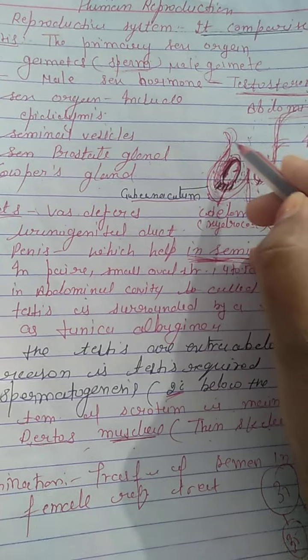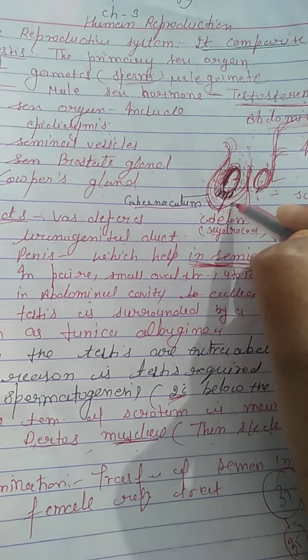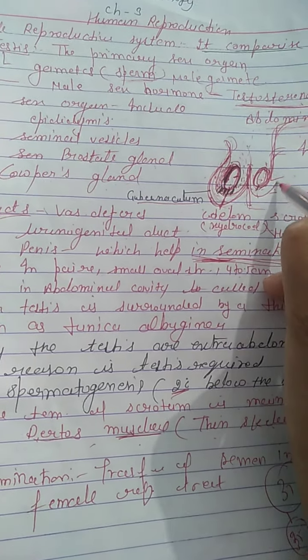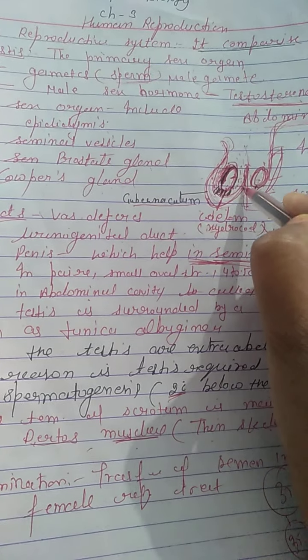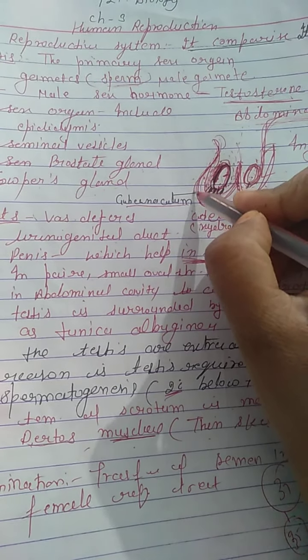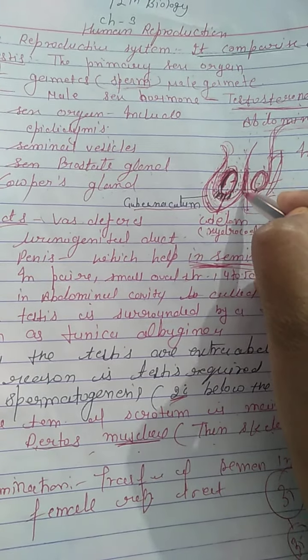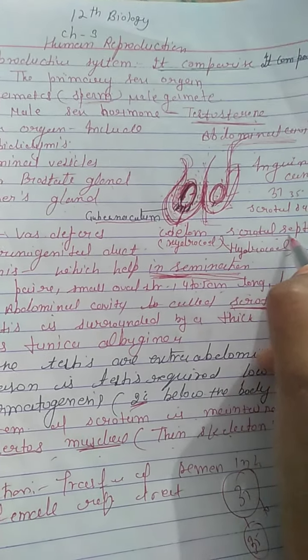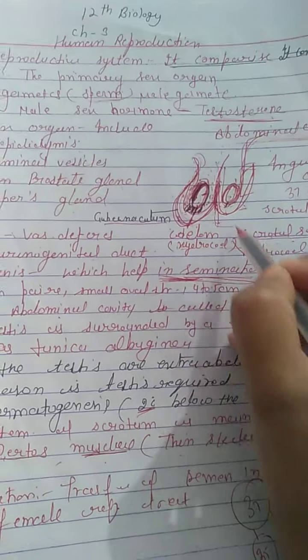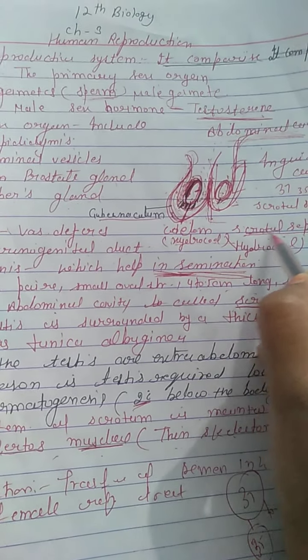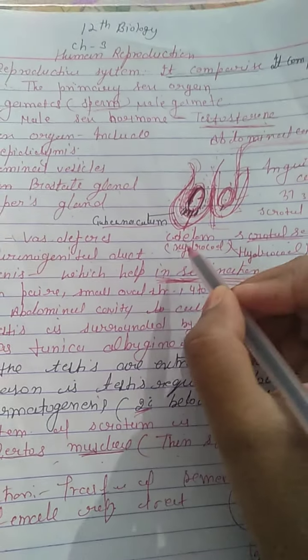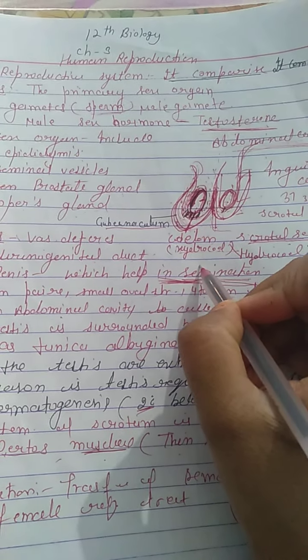Testes are covered by dark pigmented skin that is known as the scrotum. It is a dark pigmented pouch of skin, and this is known as the scrotum septum, and this scrotum is filled with the tissue.